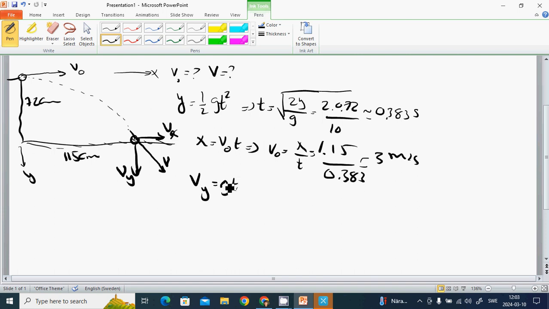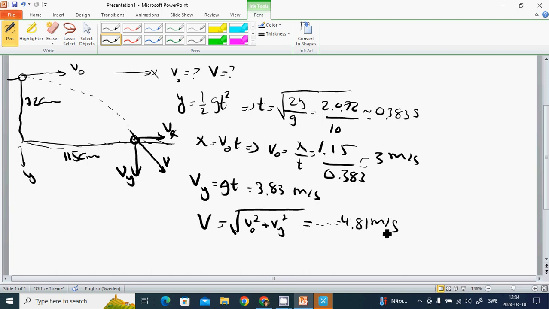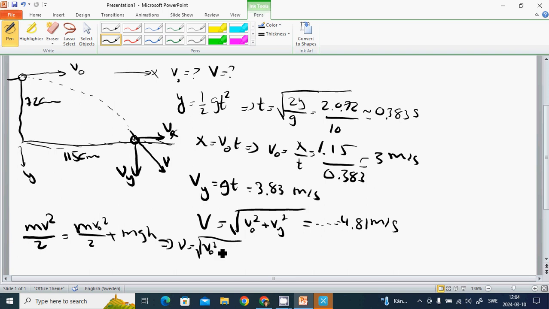And Vy equals gt. It is 3.833 meters each second, and the velocity is the square root of V0² plus Vy², and it is 4.81 meters each second. Or we can find V by using energy, mv²/2 equals mv0²/2 plus mgh, and V equals the square root of V0² plus 2gh, and it is 4.81 meters each second.